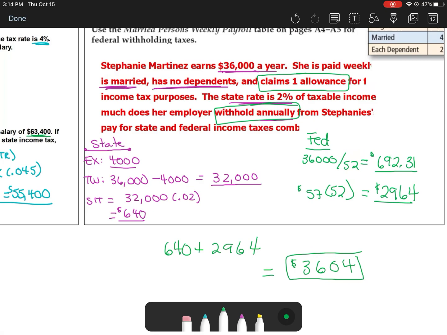Okay, so this is a really good question. It is a question that you will definitely see on your quiz. So make sure if you have questions on this that you do ask it.